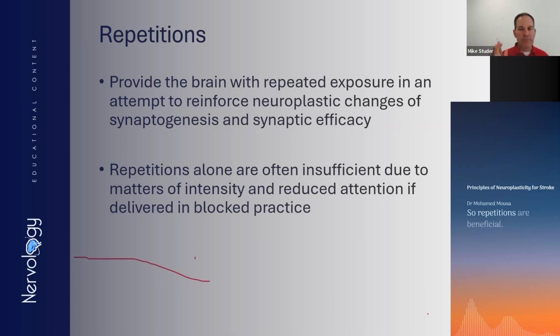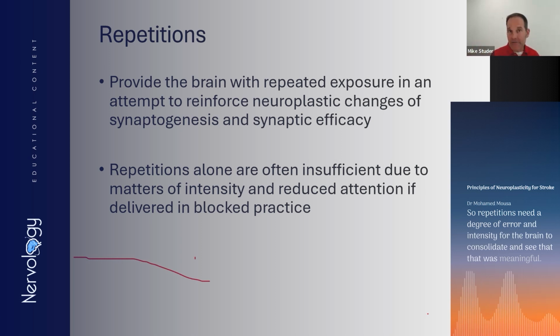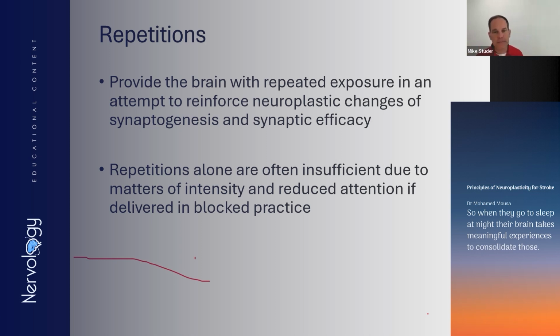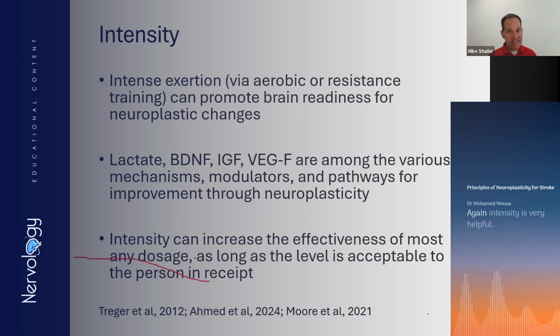All right, so repetitions are beneficial, but by themselves, repetitions won't make enough of a difference. So repetitions need a degree of error and intensity for the brain to consolidate and see that that was meaningful. So when they go to sleep at night, their brain takes meaningful experiences to consolidate those. Okay? Now we understand again, intensity is very helpful, putting a marker on the person's brain and causing them to see what was meaningful to store that night in consolidation.